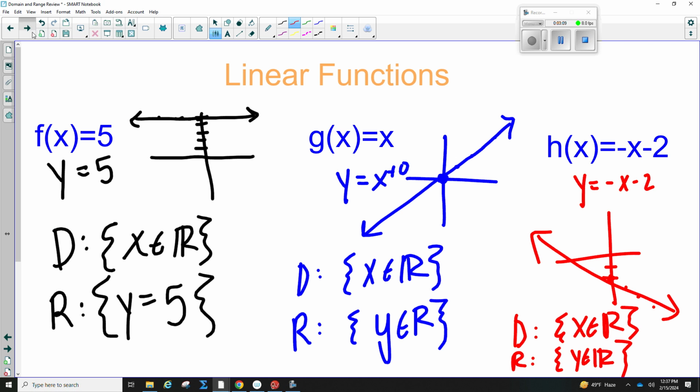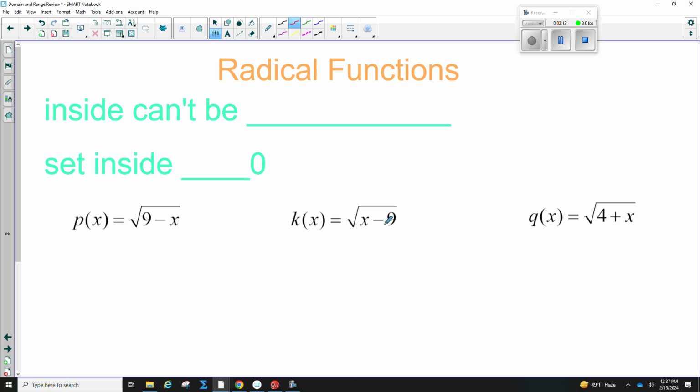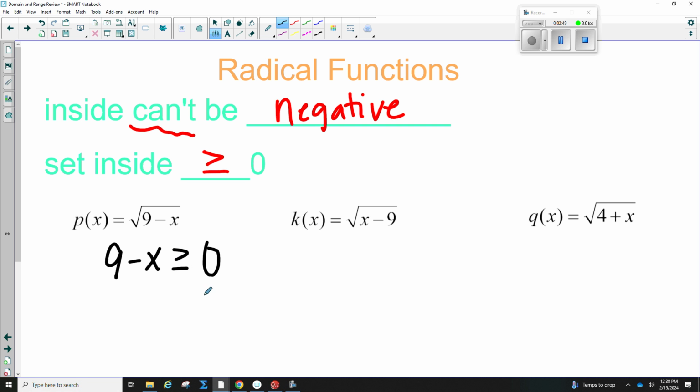All right, radical functions. Inside, the radical cannot be negative. Okay? Anytime it's a square rooty graph, you can't have negatives under the house. Okay? You can only have positives. So you set the inside greater than or equal to 0. That would mean always positive if it has to be greater than or equal to 0. Everything under the house has to be positive, okay? So, in other words, I take this little piece here, 9 minus x, and I set it greater than or equal to 0. It has to be positive.